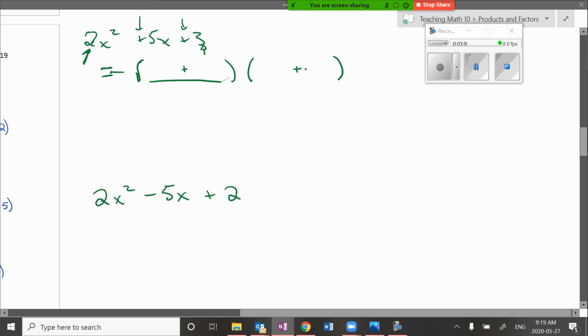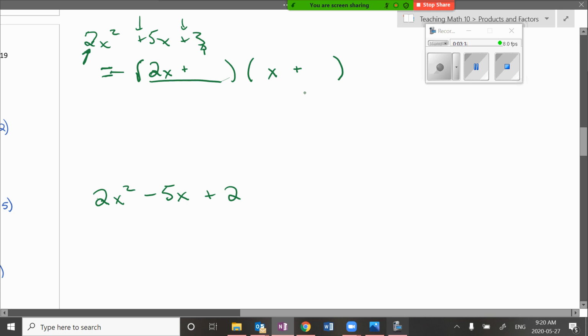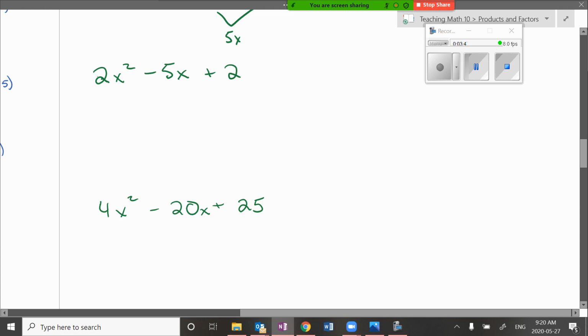The only way to get 2x squared is with a 2x and an x. The only way to get 3 is with a 3 and a 1. So now I have to think about where that's going to go. If I was to put the 3 in the last spot here, at the end of the day I would get 2 times 3, which gives us 6, which is too much. So I have to have a 1 here, because I'm going to get that 2 times 1. And then my 3 has to go here. So when I do FOIL, first gives me my 2x squared. Outer gives me 2x. Inner, 3x. Those add to our 5. And then last gives us 3. So that one works.